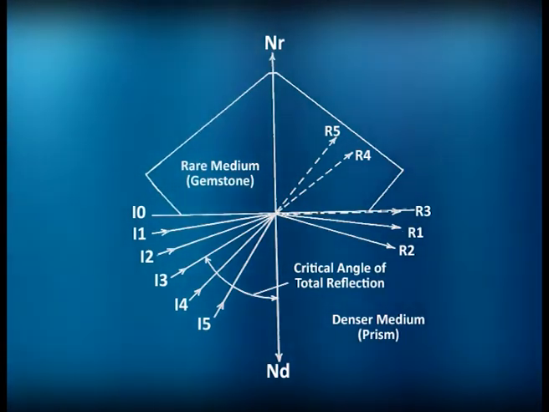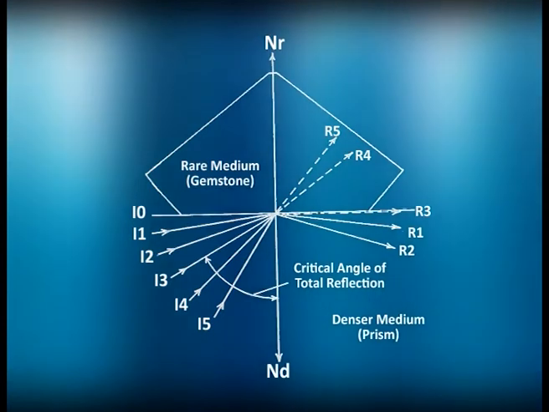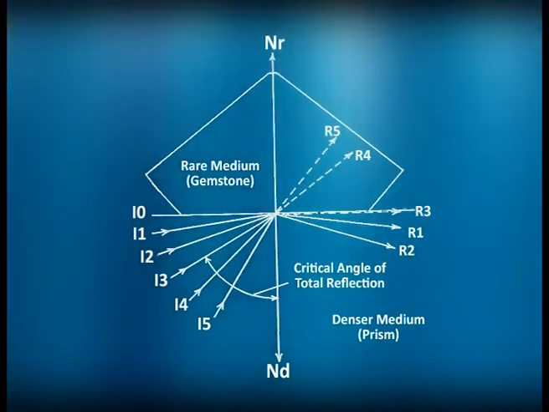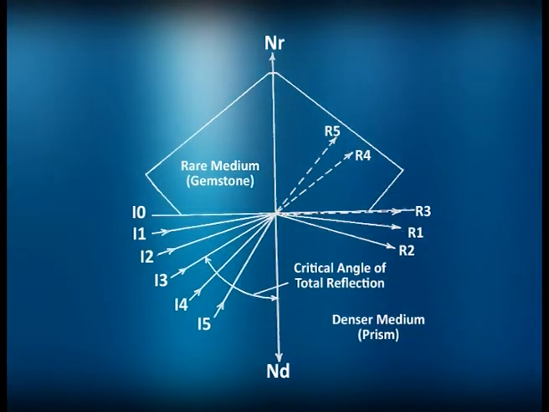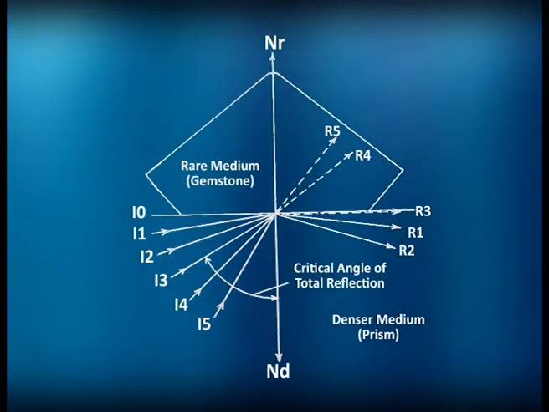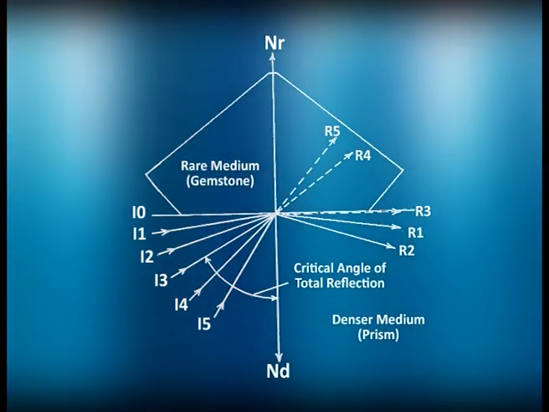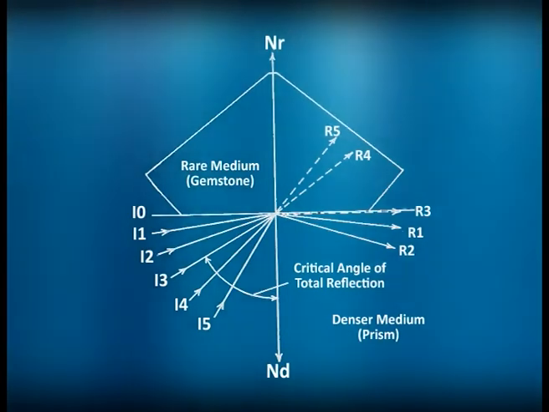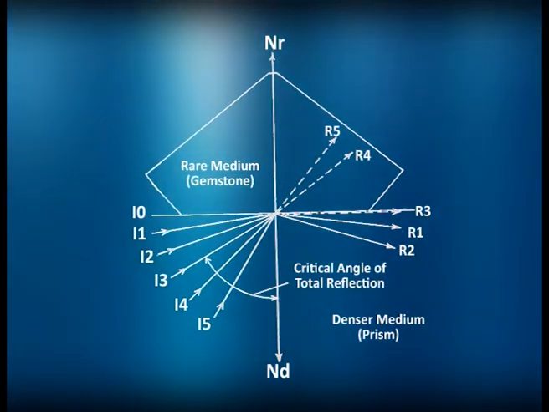Thus, when light rays pass from a dense medium to a rarer medium of gemstone, the light rays will be reflected back from the surface of the gemstone over an arc of incident angle greater than that of the critical angle of incidence. This critical angle is determined by the RIs of both the denser medium and the gemstone. The dense medium in the refractometer is a glass prism of known refractive index.